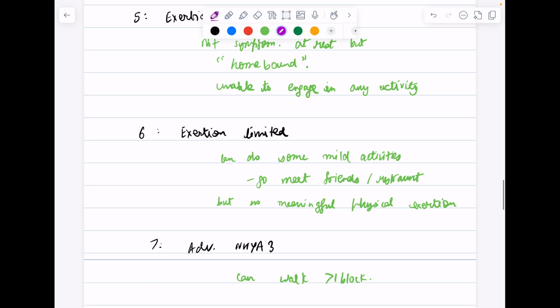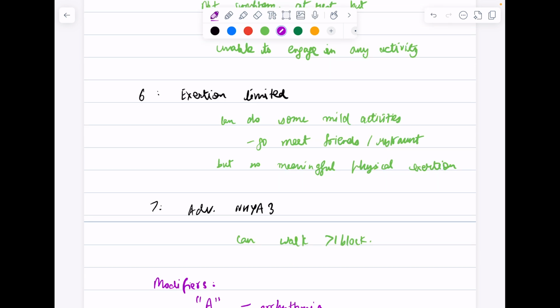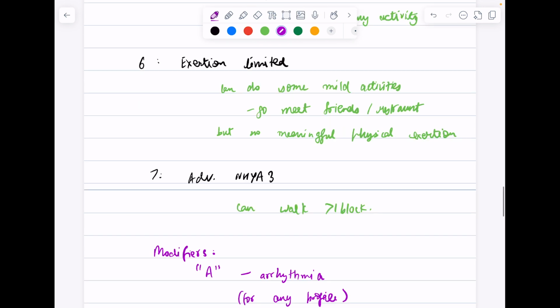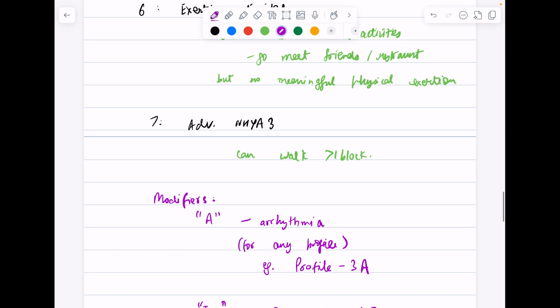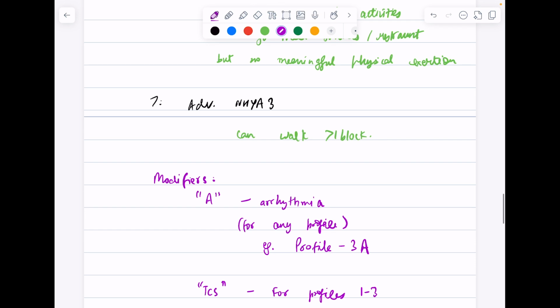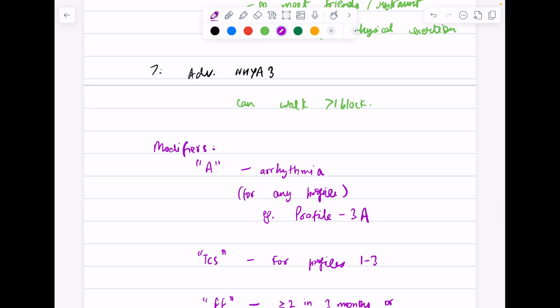Sixth profile is that of exertion limited patients. They are able to tolerate some mild activities like going out with friends or to a restaurant, but no meaningful physical exertion. And then lastly, there is the advanced NYHA 3 type. In this, patients can tolerate some minimal physical exertion, such as walking about a block or so.